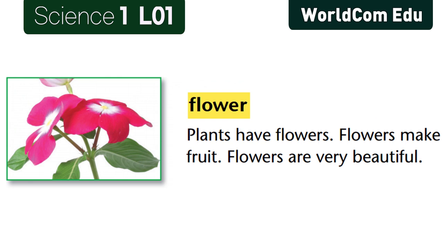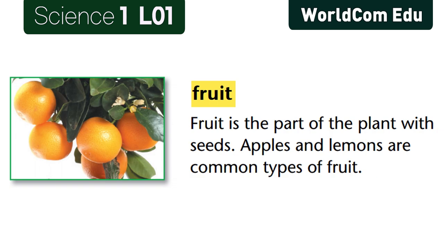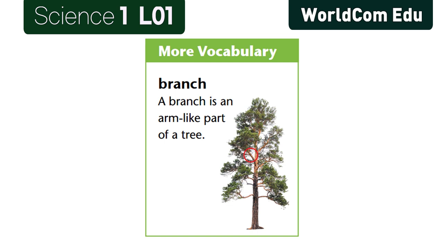Flower. Plants have flowers. Flowers make fruit. Flowers are very beautiful. Fruit. Fruit is the part of the plant with seeds. Apples and lemons are common types of fruit. Branch. A branch is an arm-like part of a tree.